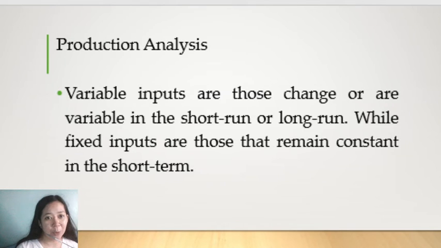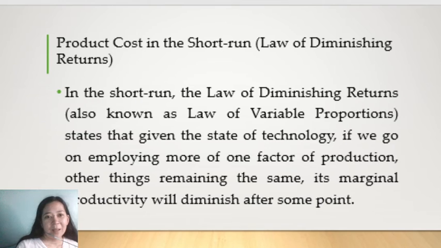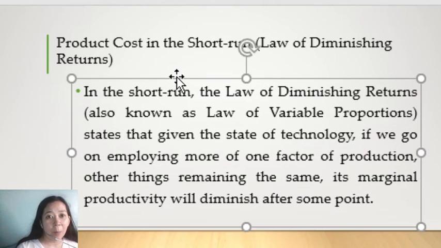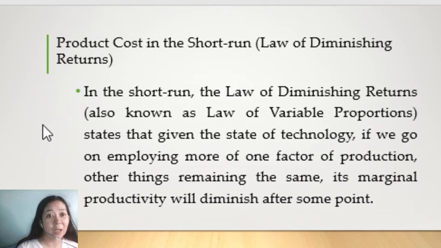When we say variable inputs, these are inputs that change or are variable in the short run or even in the long run, while fixed inputs are only those that remain constant in the short term. If you still remember the previous discussion earlier. So here, product cost in the short run is an application of our law of diminishing returns.